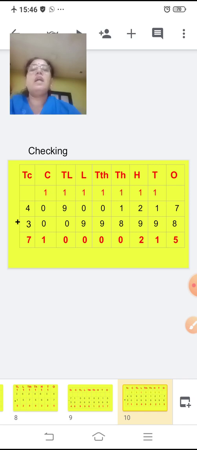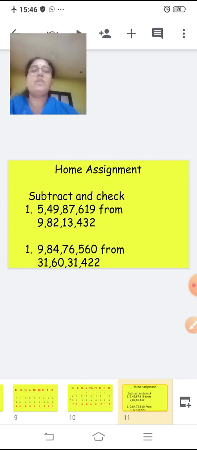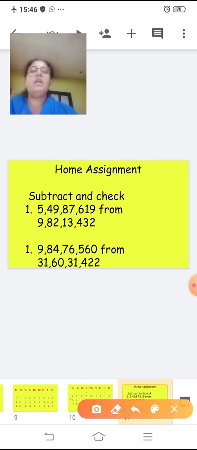Okay, now in the same way some subtraction sums are given to you as homework, 2 sums. The first sum is: subtract 5 crore 49 lakh 87,618 from 9 crore 82 lakh 13,432. This is your second sum. Okay, in the same way, 2 sums, you will subtract with borrowing and then check your answer by adding the difference and the subtrahend. So in the next class we'll be continuing with another topic.